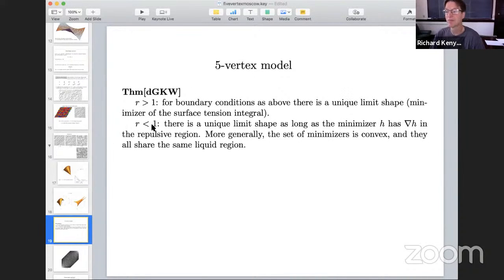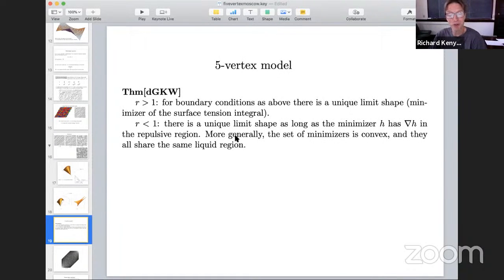However, when R is less than one, then the theory kind of breaks down because when you lose strict convexity, you no longer have the existence of a unique limit shape. There is a unique limit shape as long as you stay in the strictly convex region, as long as the minimizer has its gradient in what we call the repulsive region. In the other case, we can't prove the existence of a unique limit shape. And we conjecture that there's no unique limit shape in general.